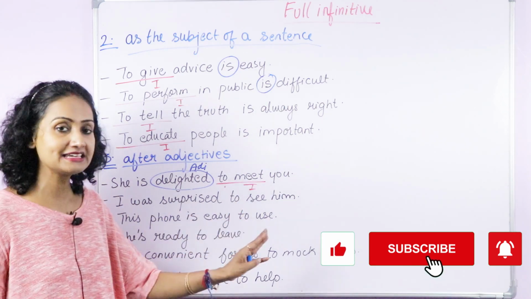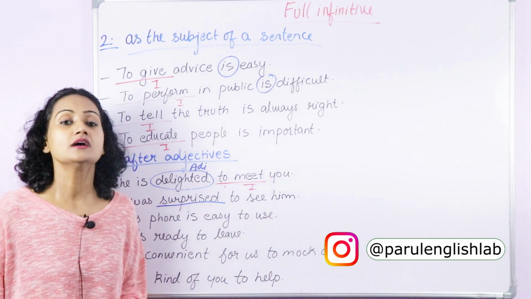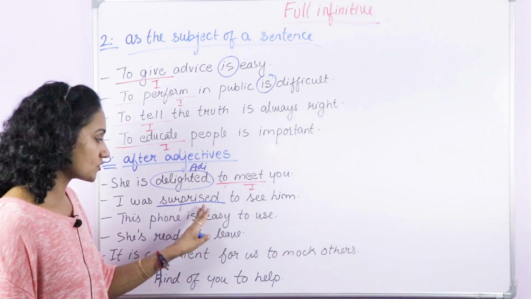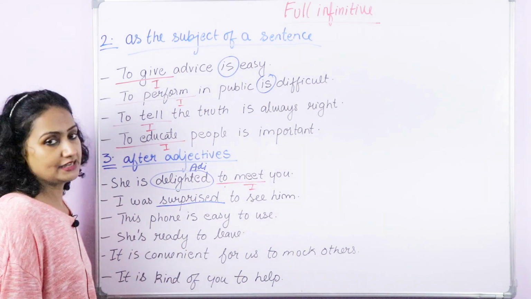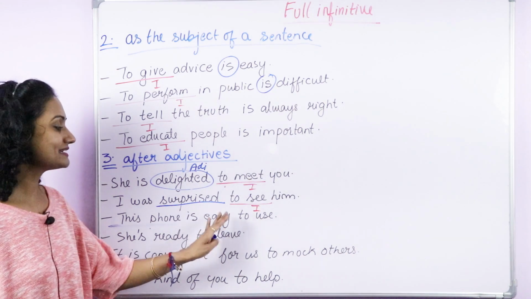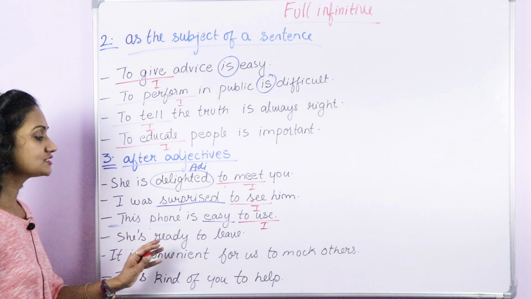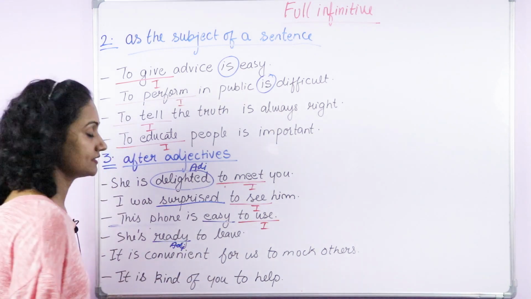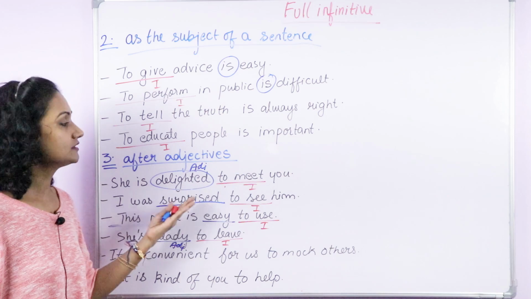I was surprised to see him. I was surprised. Again, I was surprised. So we know what adjectives are. We have done it many times. An adjective is a word that describes a noun or a pronoun, okay? So I was surprised. So surprised is the word that is describing me. I was surprised to see him. So to see is a full infinitive. This phone is easy to use. So easy is an adjective and to use is a full infinitive. She is ready to leave. Ready is an adjective and to leave is an infinitive. Okay, so in all these sentences, you can see that the full infinitive comes after the adjective.